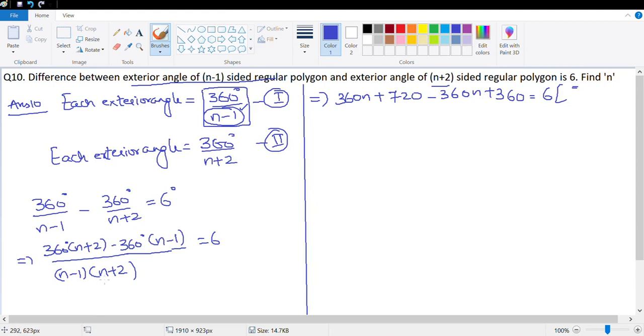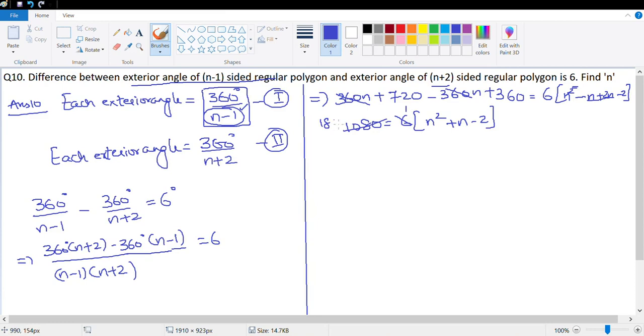I'm cross multiplying, so n minus 1 into n plus 2 would be n square minus n plus 2n minus 2. So this is 360n and 360n gets cancelled, and this is 720 plus 360, that's 1080, is equal to 6 times n square minus n plus 2n, that's plus n minus 2. 6 is common on both sides, so let's just divide both sides by 6. So that's 6 1s are 6, and 1080 divided by 6 is 180.